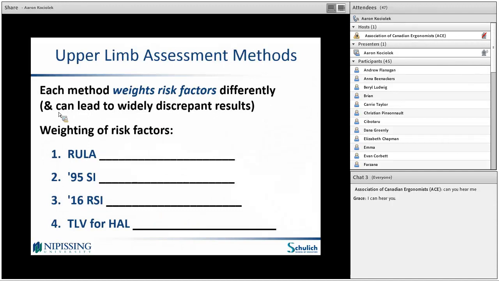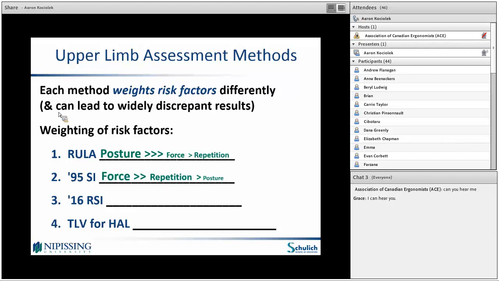What's really interesting and important to me is that each method weights risk factors quite differently, right? And not surprisingly, if you're taking into account these risk factors differently, they can lead to widely discrepant results depending on which tool you use. For example, the RULA tool puts a much heavier emphasis on posture compared to force and repetition. Whereas the strain index, the original strain index in 1995, was heavily dependent on force, much more than any other risk factor.